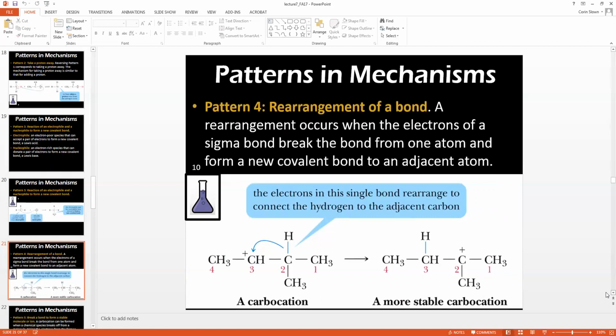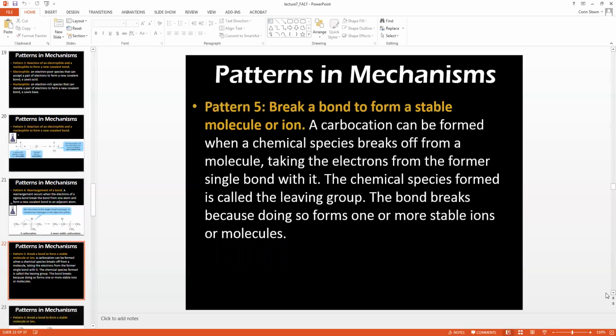This is not uncommon to see when we're looking at carbocations, particularly as we start to think about energy instability. So in this case, I break the single bond between carbon and hydrogen, and I move that bond over from carbon 2 to carbon 3. Notice when I do so, I simply move my carbocation onto carbon 2. This represents a more stable carbocation because it's a more substituted carbon.